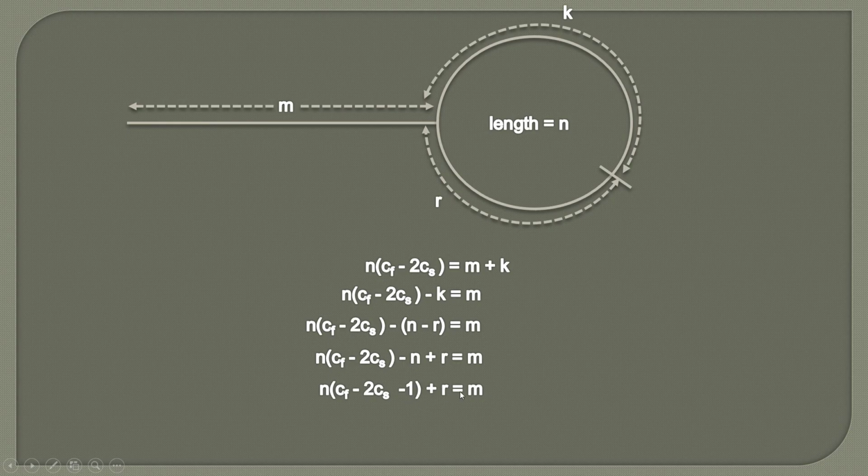bracket plus r equals m. So friends, here you can see that this n is the length of the loop, and Cf minus 2Cs minus 1, here Cf is an integer, Cs is also an integer, and minus 1 is a constant. So what does this equation denote?